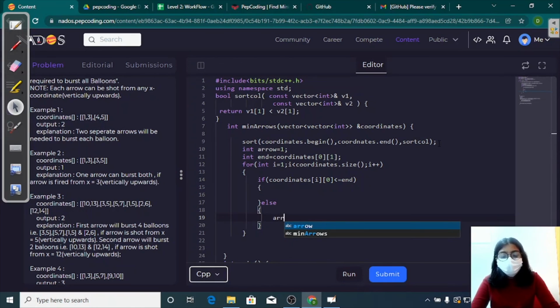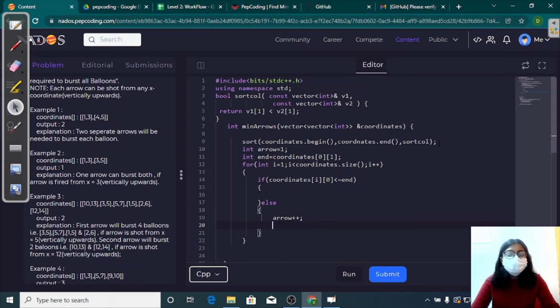I am going to increase my arrow, right? We'll be needing another arrow because the starting point of the next balloon is greater than the ending point of the previous balloon, right? I'm going to increase the arrow and I will make my new ending point equal to the ending point of my current balloon now, right? Coordinates of I of 1. And then return.